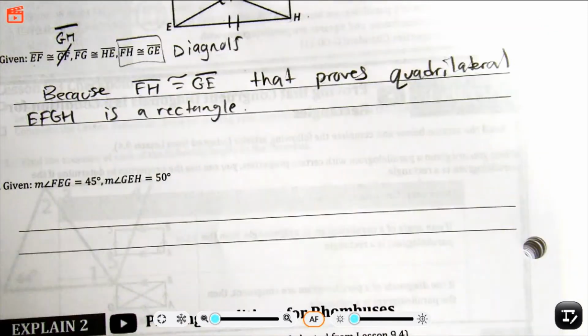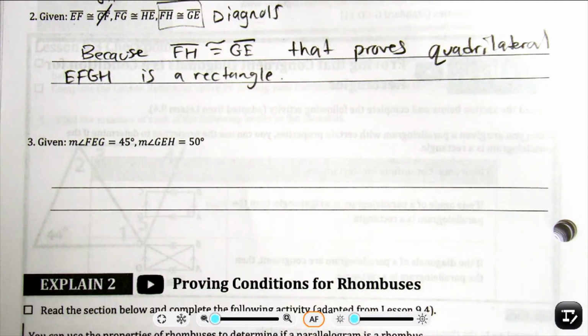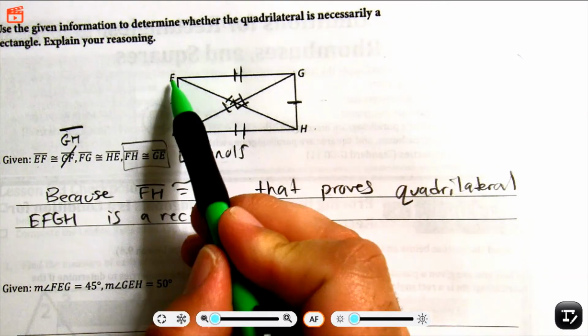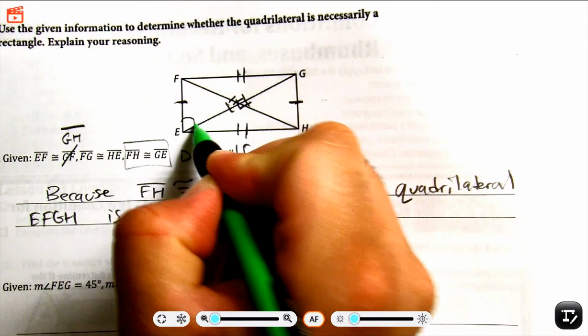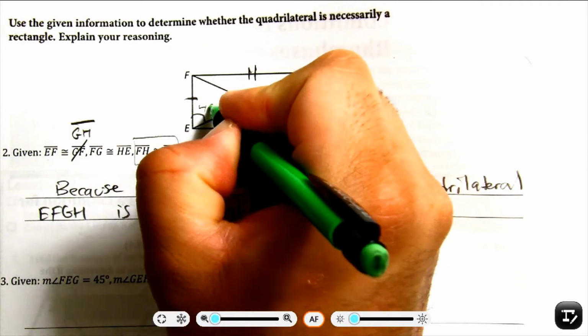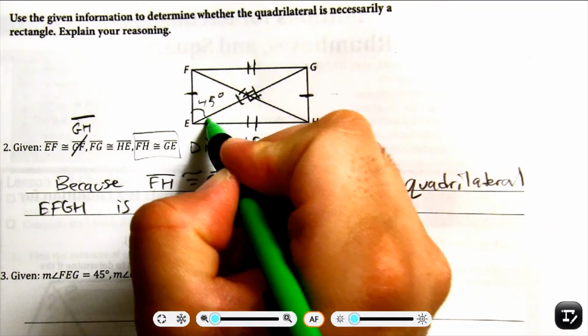Next, for problem number 3, if the measure of angle FEG is 45 degrees and the measure of angle GEH is 50 degrees. Let's look at the figure and include those angles. First, find out where FEG is located. FEG is this angle here, and they're saying that is 45 degrees. And then GEH is this angle, and they're saying that is 50 degrees.